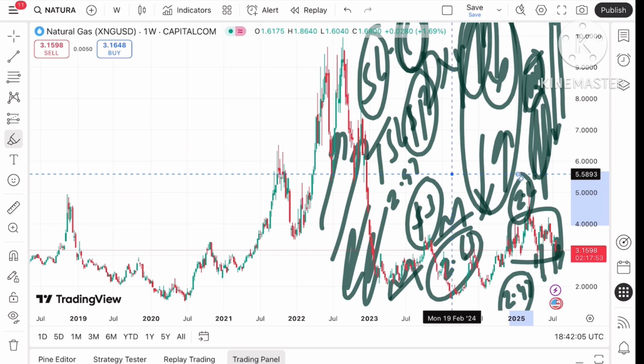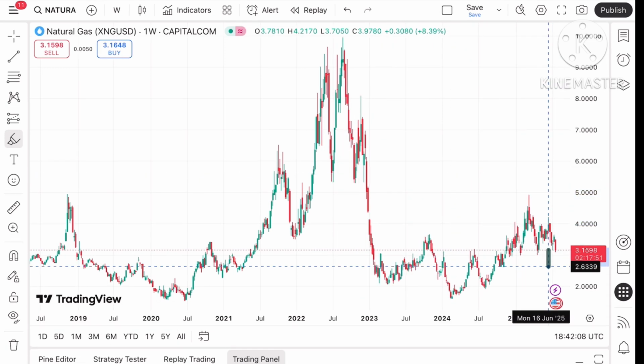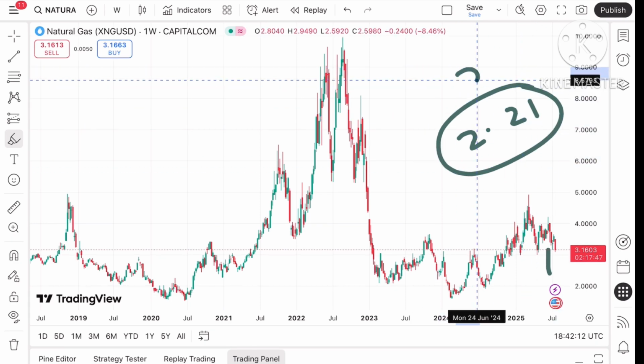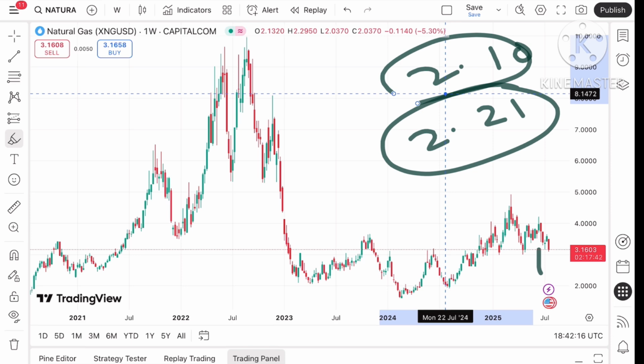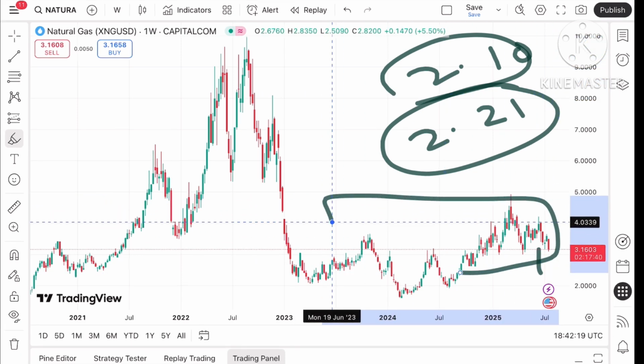If the price falls below 2.2, a further fall can be seen towards a level of $2.10, and then a further fall can be seen because there will be a zone breakout.